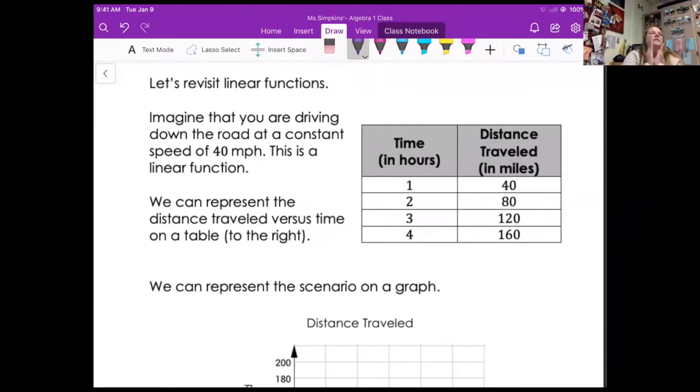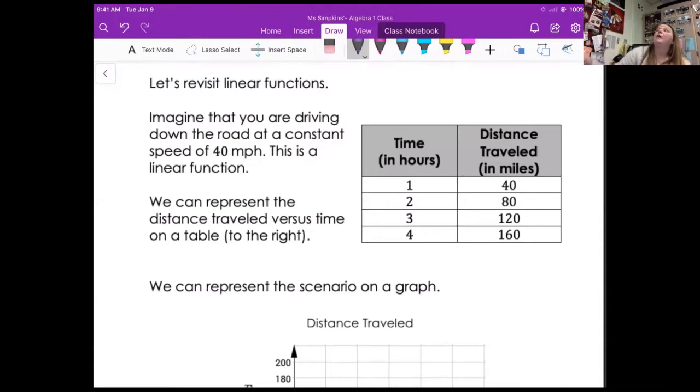What in that sentence tells me that it's going to be linear? A straight line. What word? Constant, right? So that constant word tells me that I'm not going to change my miles per hour. I'm going to keep going 40 miles per hour the entire time.